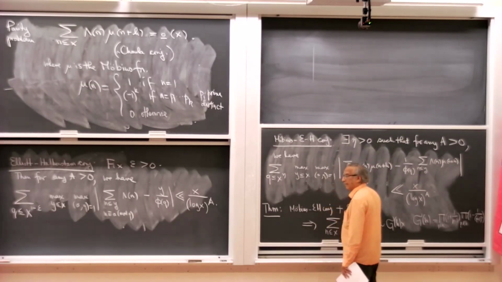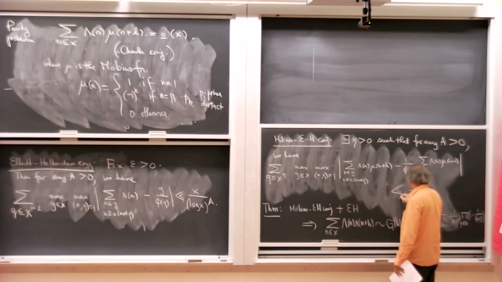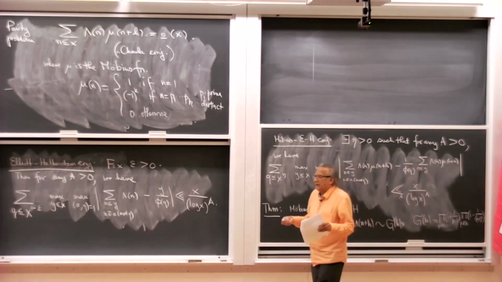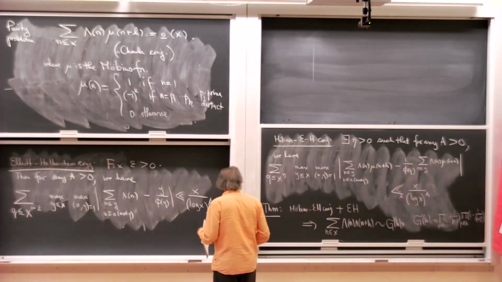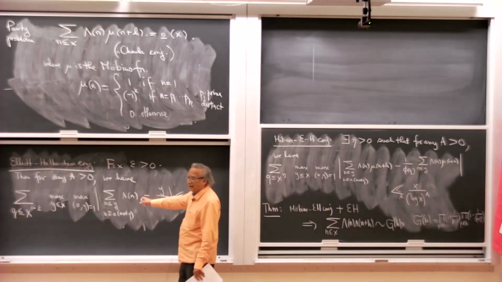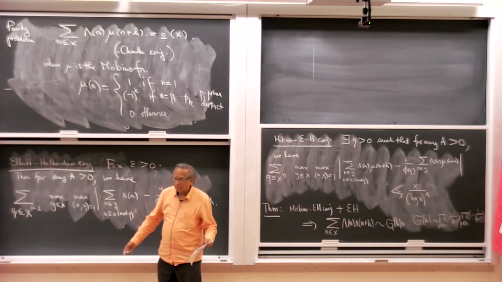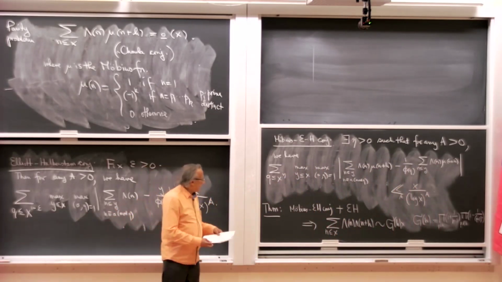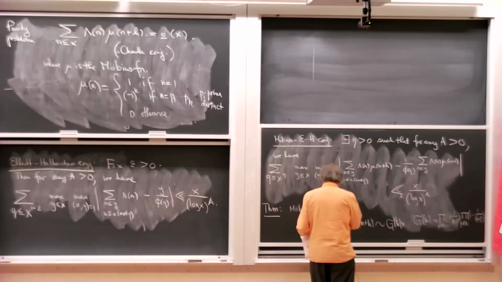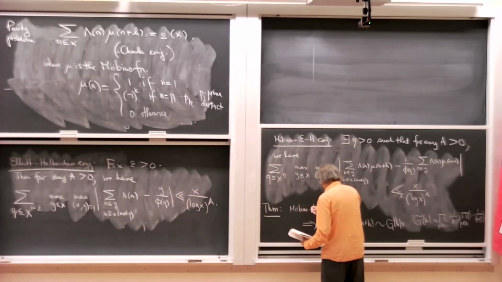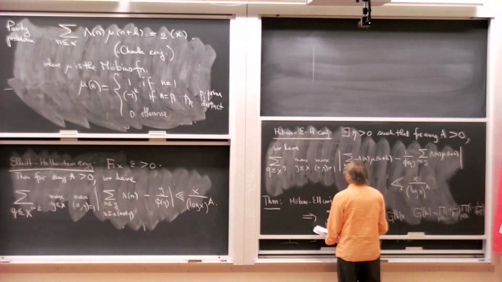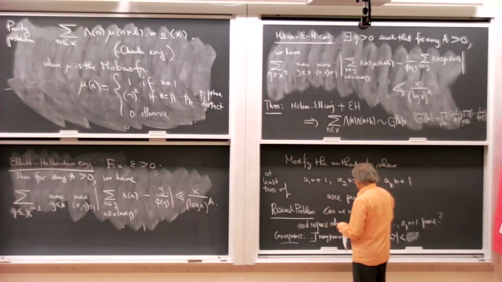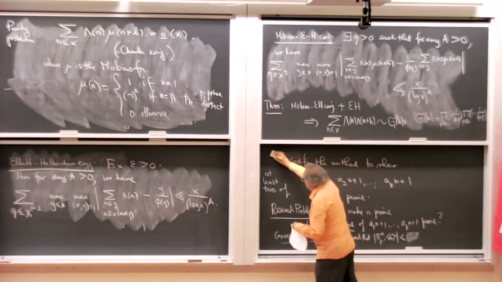Yeah, if you have 0.001, that's good enough for any A. And if you have that, plus the Elliott-Halberstam, you can show twin primes. So it's this one extra thing that you somehow need. In fact, we assume the Mobius Elliott-Halberstam and the Elliott-Halberstam conjecture. This implies this conjecture.